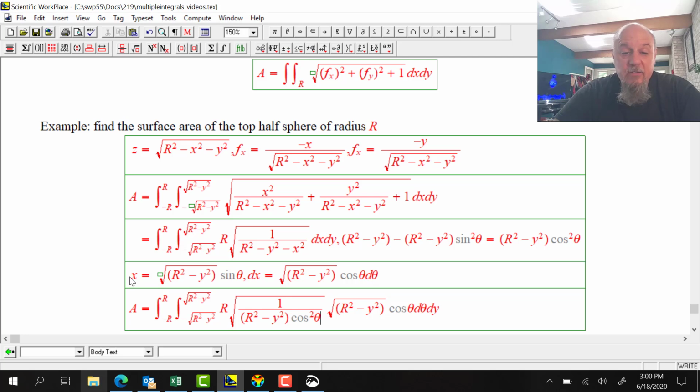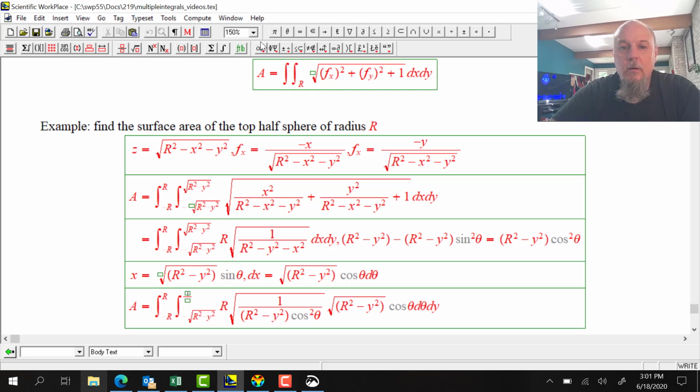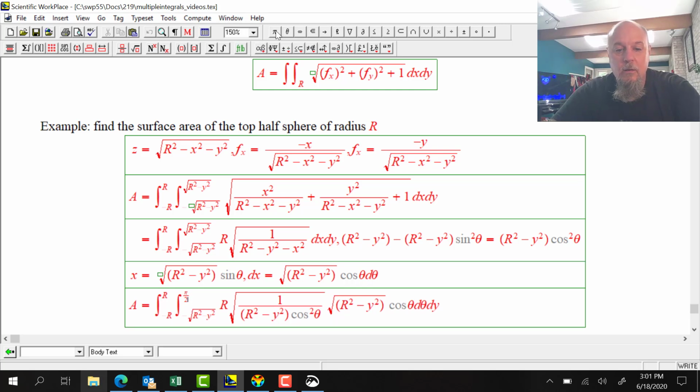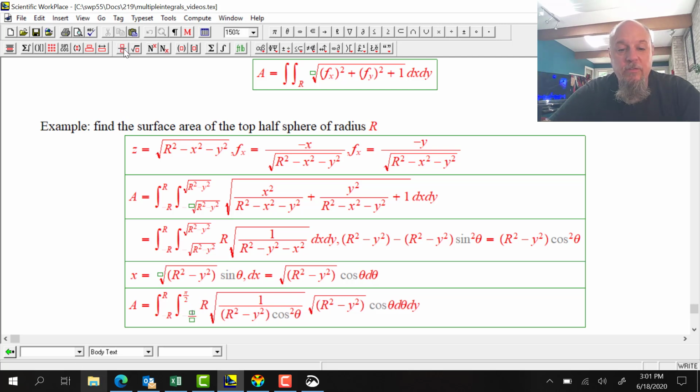When x is equal to this, that's when sine must be equal to 1. And so theta is going to be, now I'm changing everything to thetas. So this must be theta equals 90 degrees, pi over 2. And when this is equal to minus, so that's minus pi over 2. So I'm changing my endpoints as well, which means I don't have to change back.